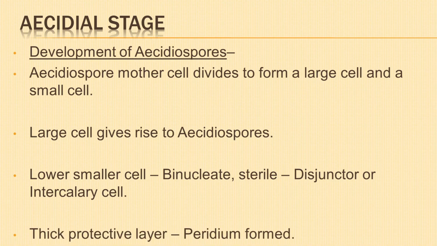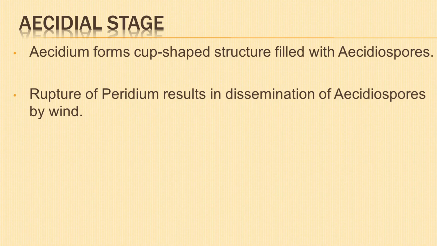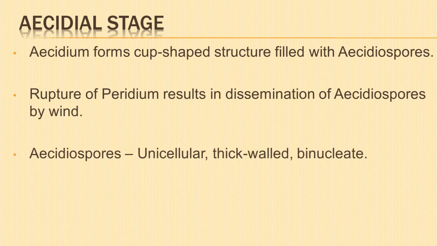Some of the basal cells of the ascidium mature into a one-celled thick protective layer called the peridium. The ascidium splits open to form a cup-like structure. The ascidiospores fill the ascidial cup, rupture the peridium and are disseminated by wind. A mature ascidiospore is unicellular, thick-walled, binucleate and orange-yellow in color.